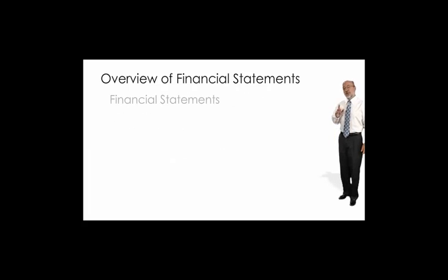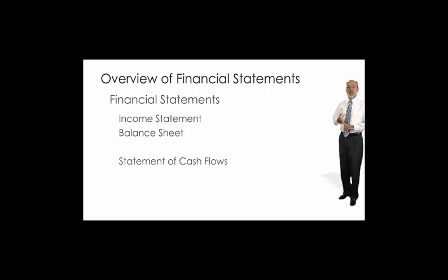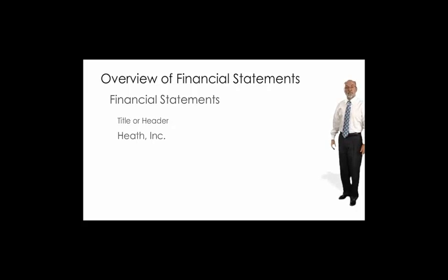Okay, let's review our four primary financial statements. They are the income statement, the balance sheet, the statement of retained earnings, and the statement of cash flows. All financial statements start off with a title or header. The header starts with the name of the company. The second line of the header tells the reader which statement you are looking at. The third line defines the timing of the statement.